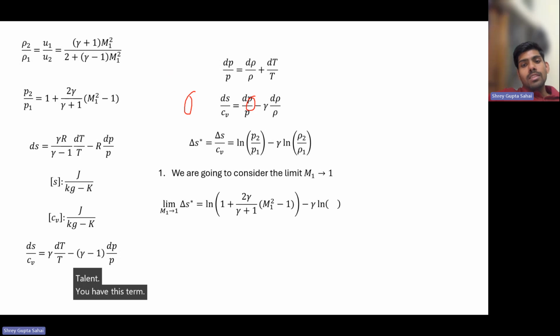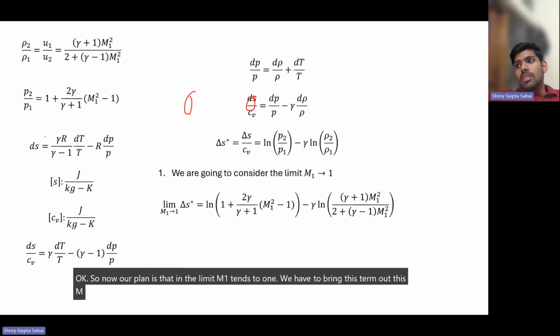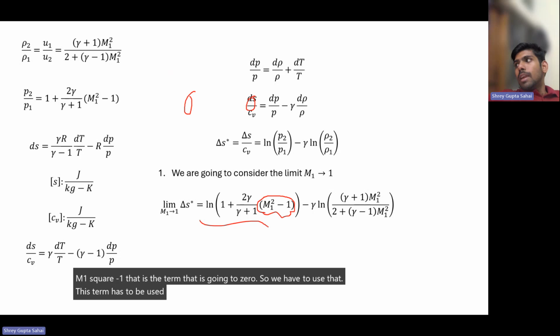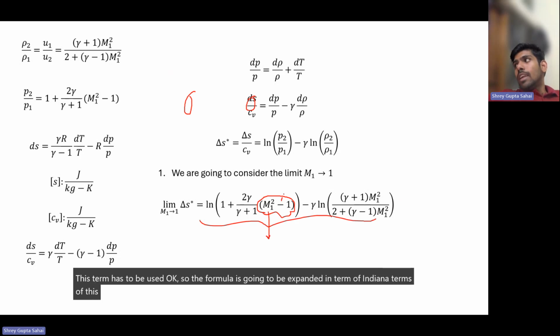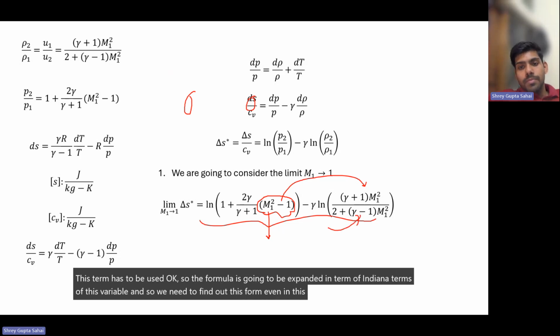Okay, so now our plan is that in the limit M1 tends to 1, we have to bring this term out, this M1 squared minus 1. That is the term that is going to 0. So this term has to be used. The formula is going to be expanded in terms of this variable, and so we need to find out this form even in this ratio. So let's do that.